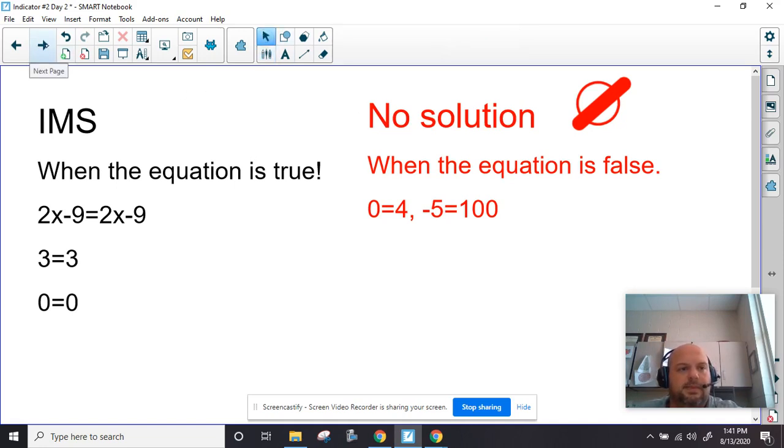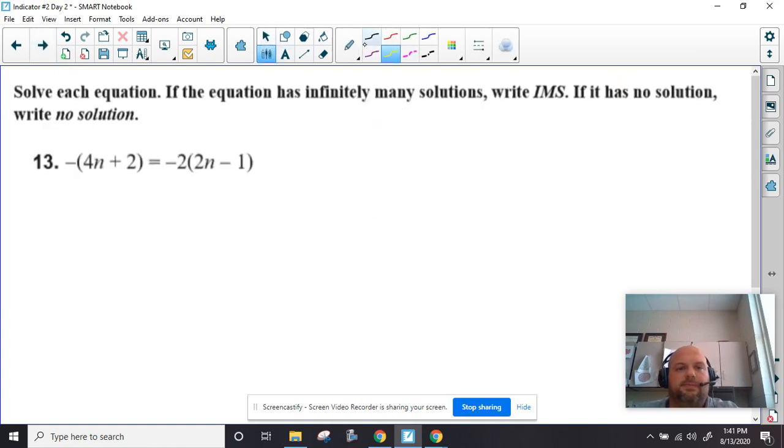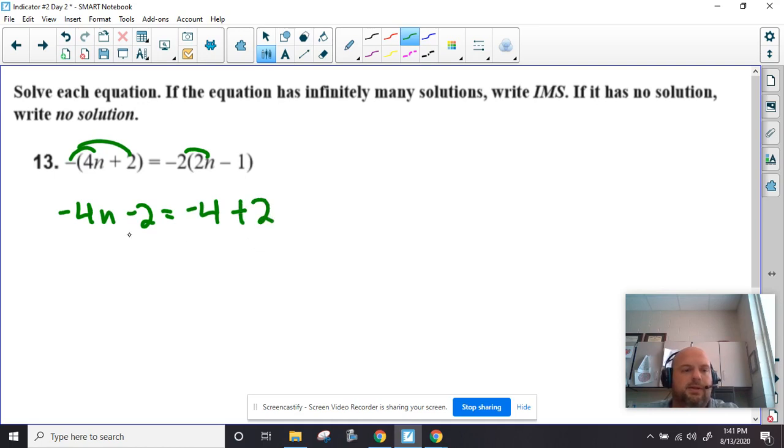So let's work some of these problems. Remember, this is distributing negative, so you could actually do the distributive part right here, or you could just change the signs. Negative 4, minus 2. Nope, plus 2. That's an n right there. Positive times a negative times positive is negative. Negative times a negative is positive. So when we add 4n to both sides, we end up getting negative 2 equals 2.